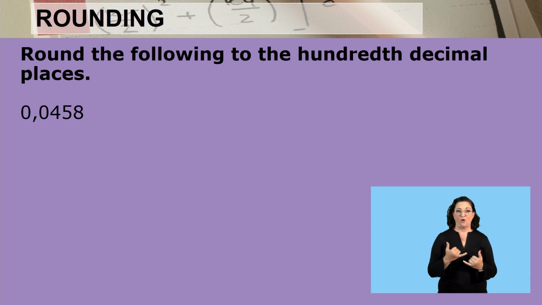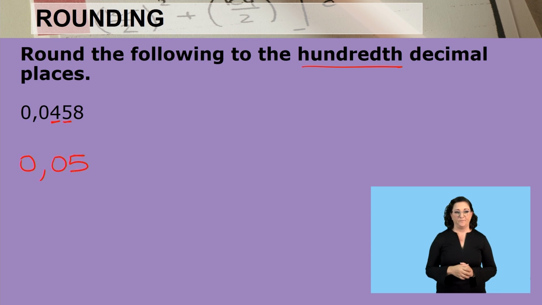Round the following to the 100th decimal place. This speaks to place value. This would be a 10th, and this is a 100th. So our focus would be the 2nd decimal place, but they've just pronounced it as a 100th decimal place. Now, we move and check the next decimal place, which is a 5. And we said if it's greater than or equal to 5, then we round up the previous one. So we're going to add 1 to the 4, and it's going to give us 0,05. And we have our answer.